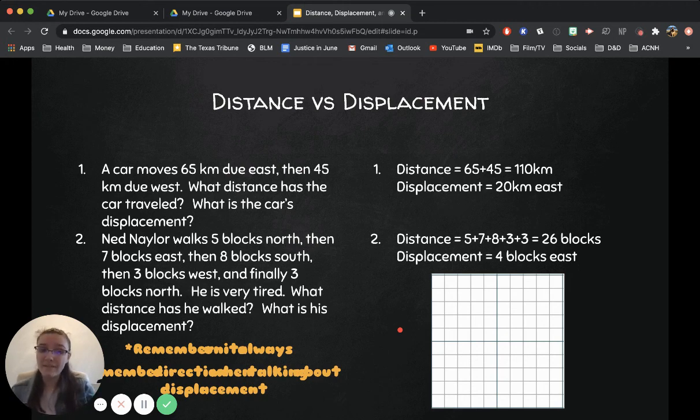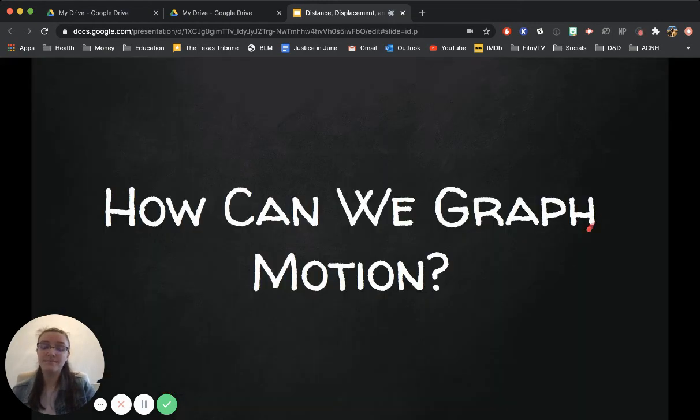Remember that you always have to include your units. How many kilometers or blocks was it? Just saying the distance is 26 doesn't mean much. And remember, when you're talking about displacement, the direction matters. So is it east? Is it south? Is it to the left? Is it up? What is the direction?